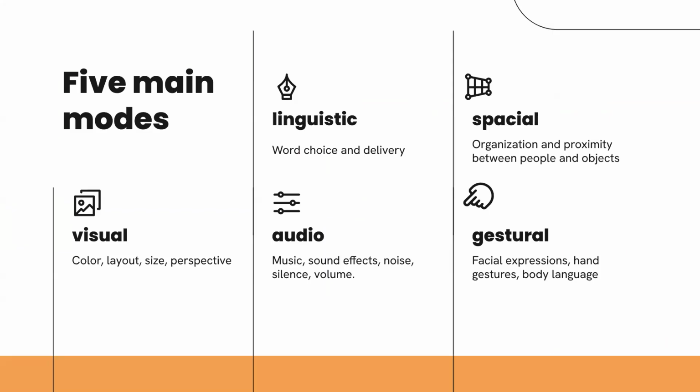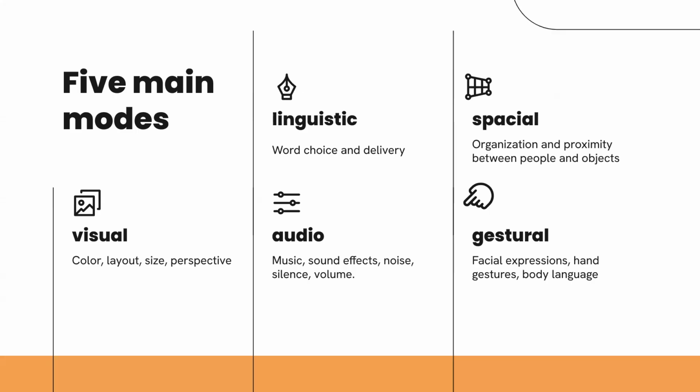Now, we mentioned them before. Just to reiterate, there are five main modes. These are the modes into which information is presented to us in any sort of cultural production. Some have all of them. Some have some of them.